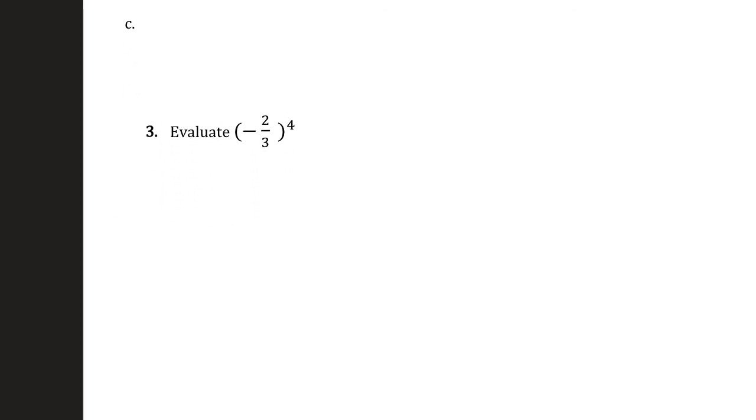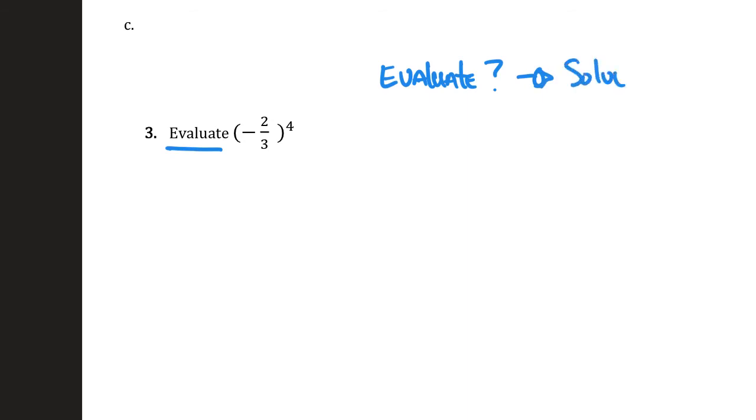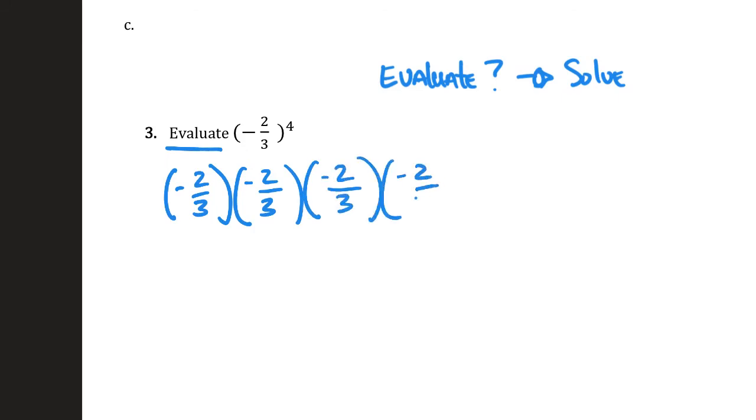Example 3, when it says evaluate, what does that mean? Well, basically, it means solve, right, with an answer. So if I have -2/3 to the 4th power, what does that mean? Well, it means I have -2/3 times -2/3 times -2/3, and one more -2/3, 4 times, right? Well, again, it's a fraction. Don't panic, okay? Essentially, we're just taking the top.